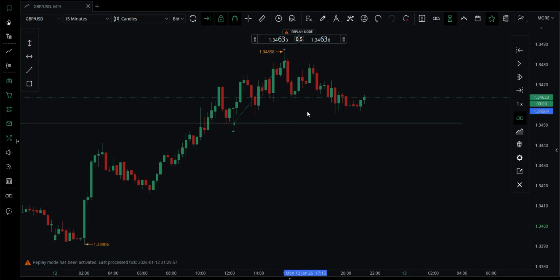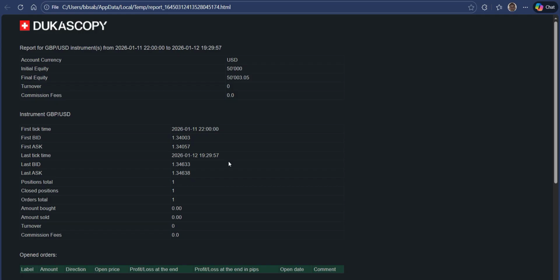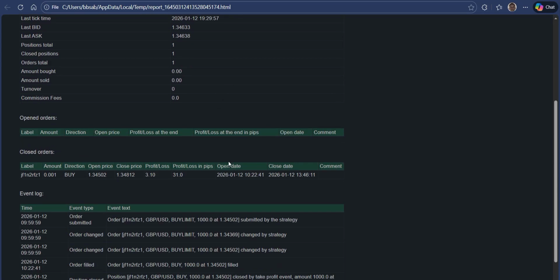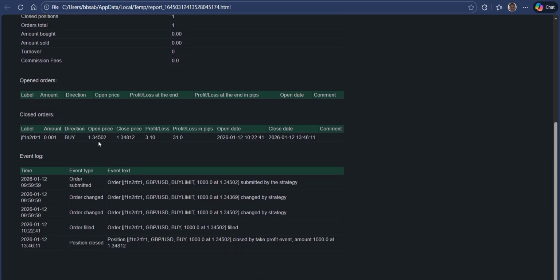From our model, we were able to generate 30 pips. We would go up to see a report of what happened. You notice here that we set a buy order at 1.34502 and it closed at 1.34812, which gave us 31 pips in profit.